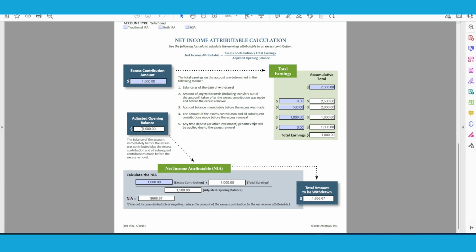So now let's take a look at some of this math. Our adjusted opening balance is $1,500. You start with $500 and then you add your two contributions, gives you $1,500. We go down here and we see an excess contribution of $1,000 because we made two contributions, $1,000 in total earnings. Our adjusted opening balance, divide all that by 1,500. We get net income attributable of $666.67. Amount to be withdrawn, $1,666.67.